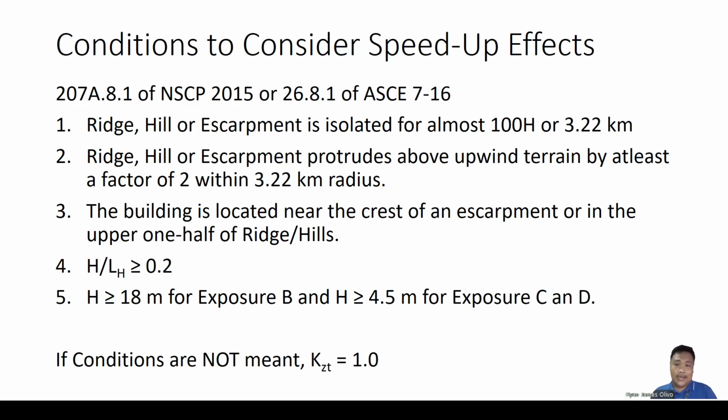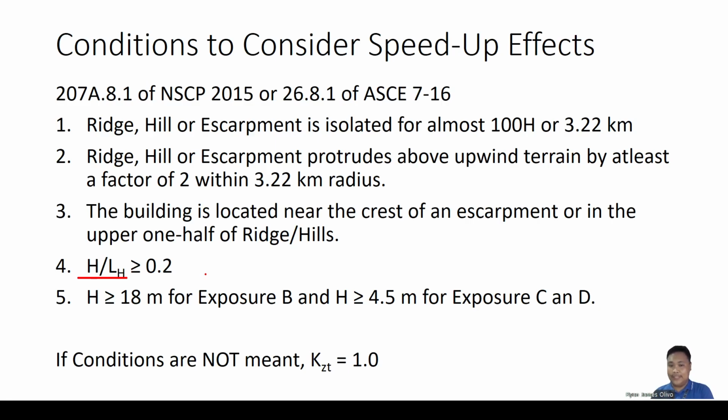So for the ridge, at least the upper one half is where the building is located. Okay. So next, also the quantity H. So what is this though? The quantity H over LH should be greater than 0.2. H is the height of the escarpment or ridge or the hill, and LH, sorry.